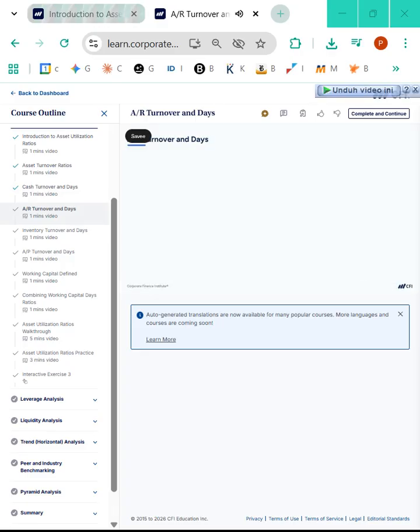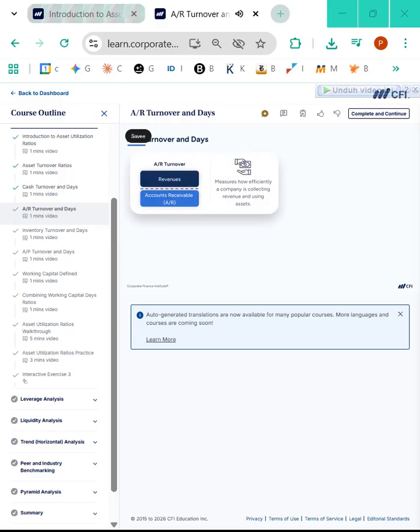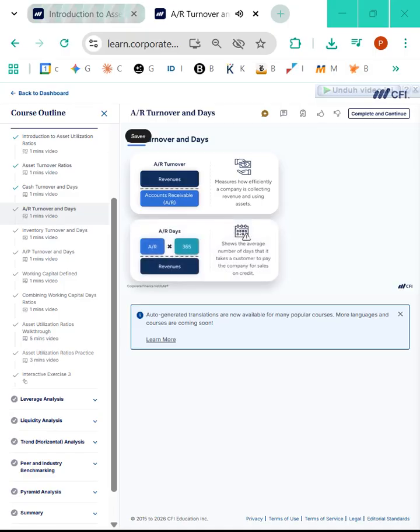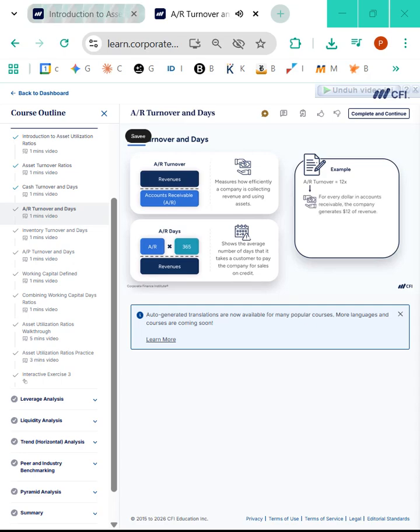We can now calculate the same 2 ratios for accounts receivable that we just calculated for cash. The accounts receivable turnover ratio again has revenues, but this time it's divided by accounts receivable rather than cash. So let's imagine we calculate an accounts receivable turnover ratio of, let's say, 12 times. So in other words, for every dollar in accounts receivable, we're generating $12 of revenue. But you can also read this ratio as accounts receivable turns over 12 times a year.